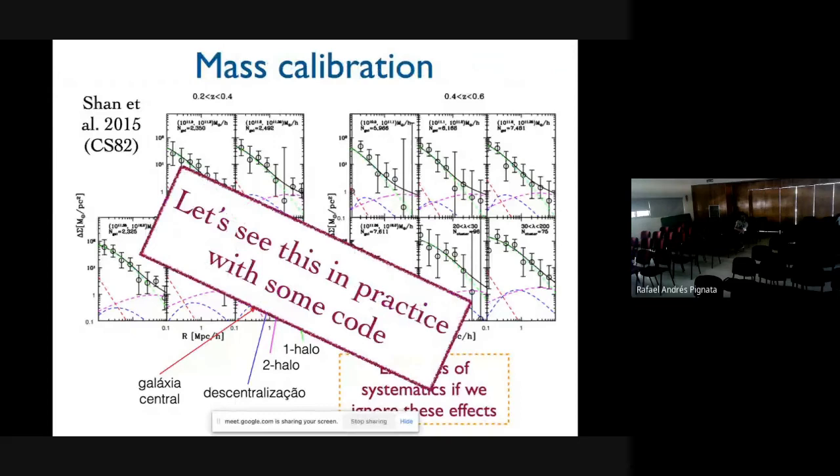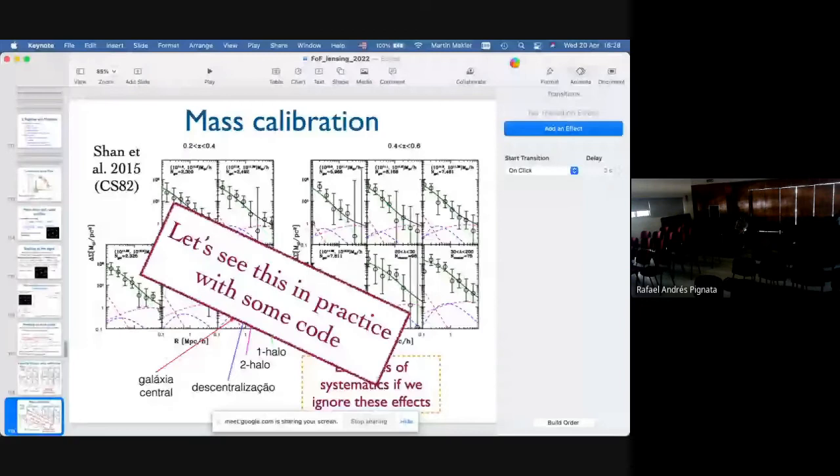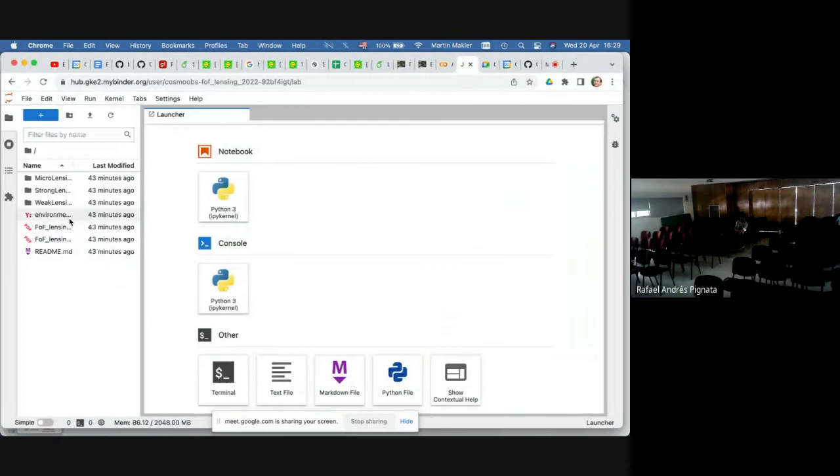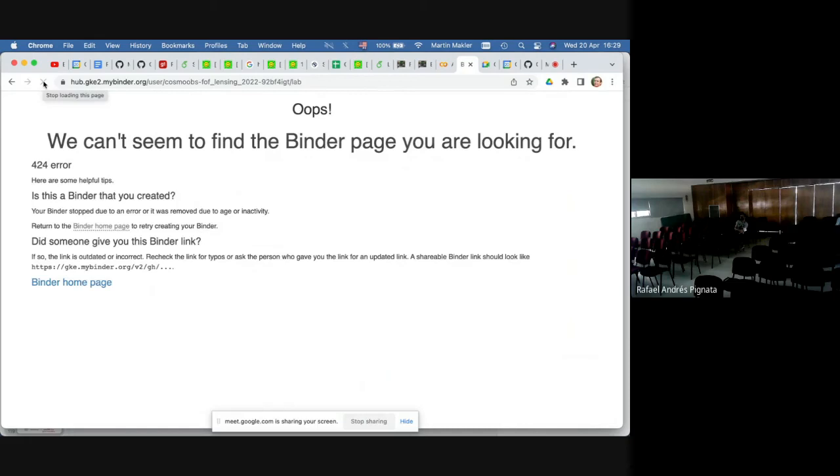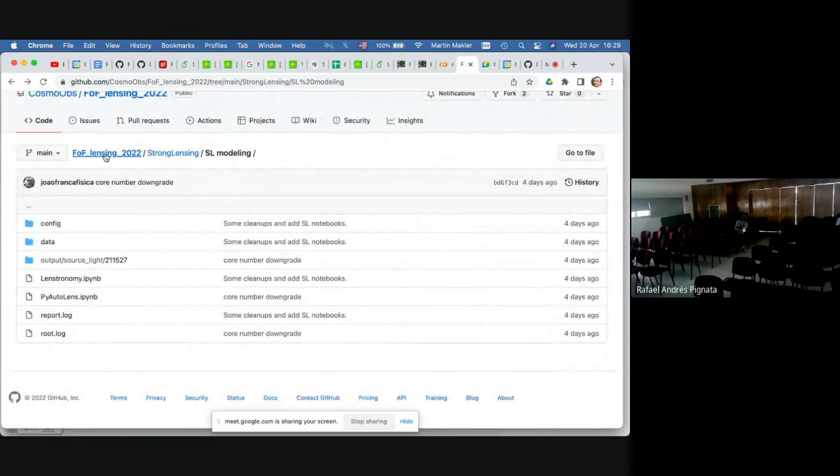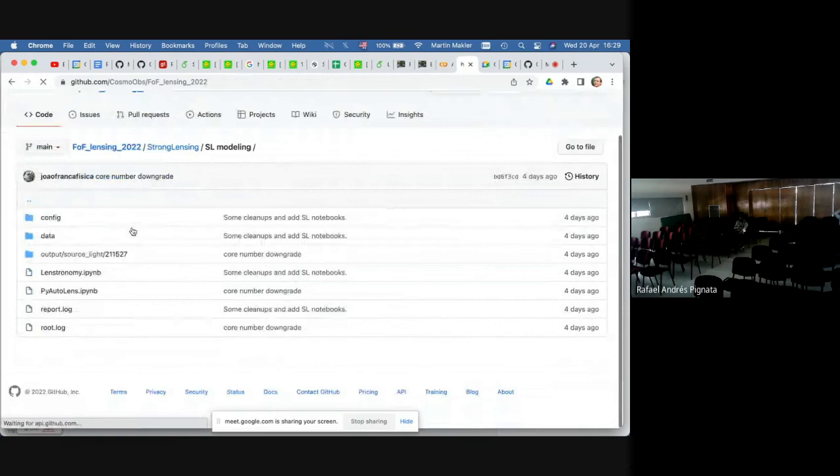So let's see this in practice. Let's see an example of this fit. Let's go to our GitHub, and we will go to the weak lensing part. Just open the binder. Maybe I'll have to go through it again. So you click on the weak lensing. I try to, but bear with me. If you have questions so far, that's a good moment for a question, since binder will take maybe a couple of minutes.